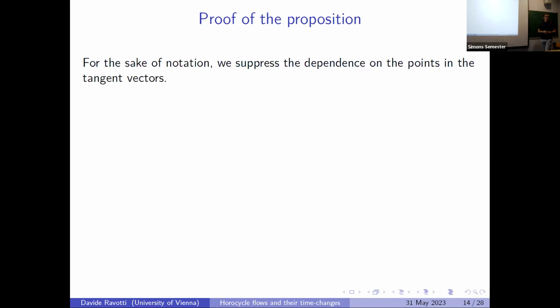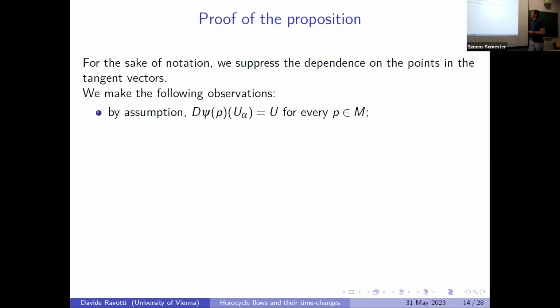And let us start with some observations. By assumption, psi was my C1 conjugacy. Therefore, the differential of psi applied to the vector field generating the time change of the horocycle flow has to be equal to the vector field generating the horocycle flow. This is asking that psi is a conjugacy at the level of vector fields.